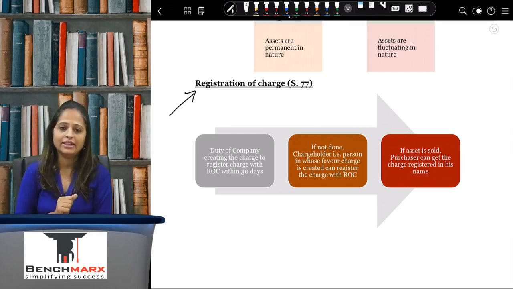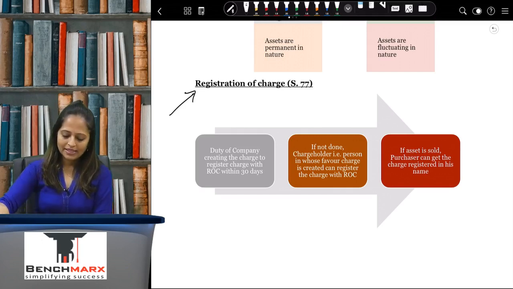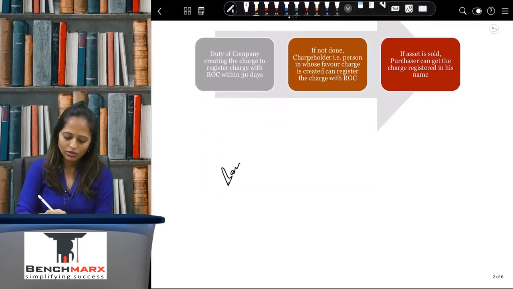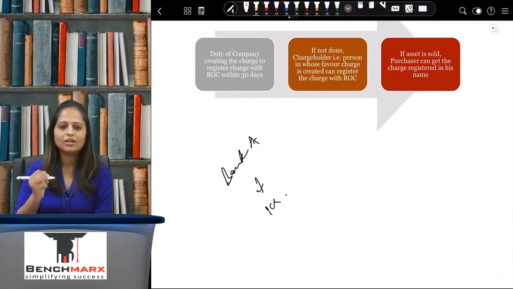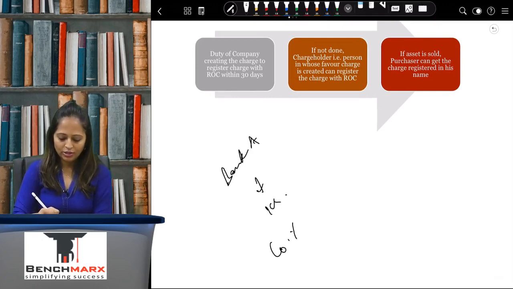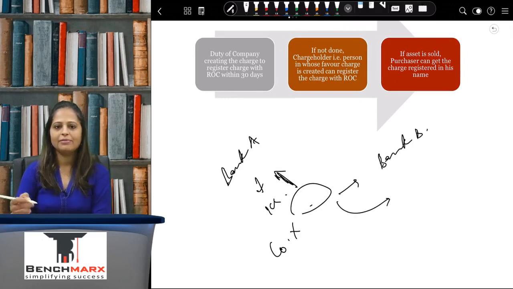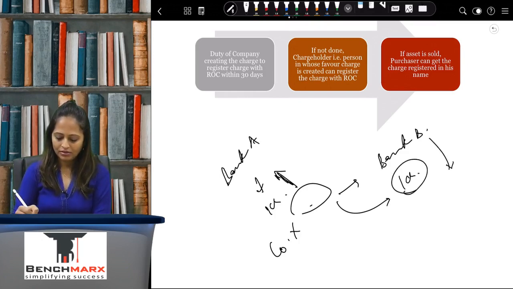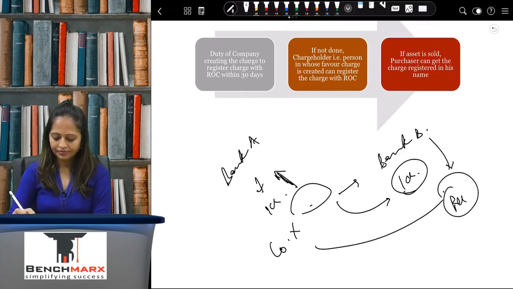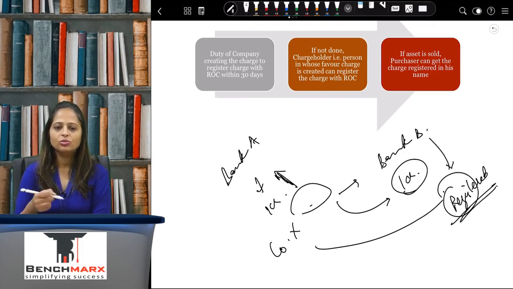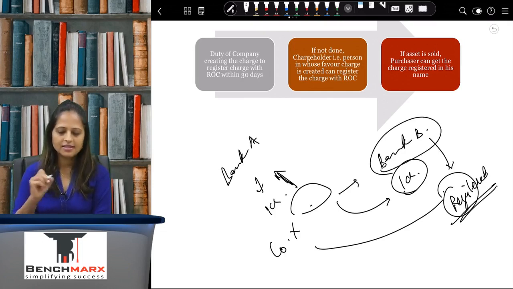Now, there's a case study again on this particular thing, wherein there's a bank A who has given a loan of, say, rupees 1 crore to the company, and the company did not register the charge. Against the same asset on which the charge has been created, they also give that asset to bank B and take a loan of another 1 crore, and here, bank B's charge is registered. So who will get the charge on the asset, or who will be the secured creditor in this case? The answer is bank B.